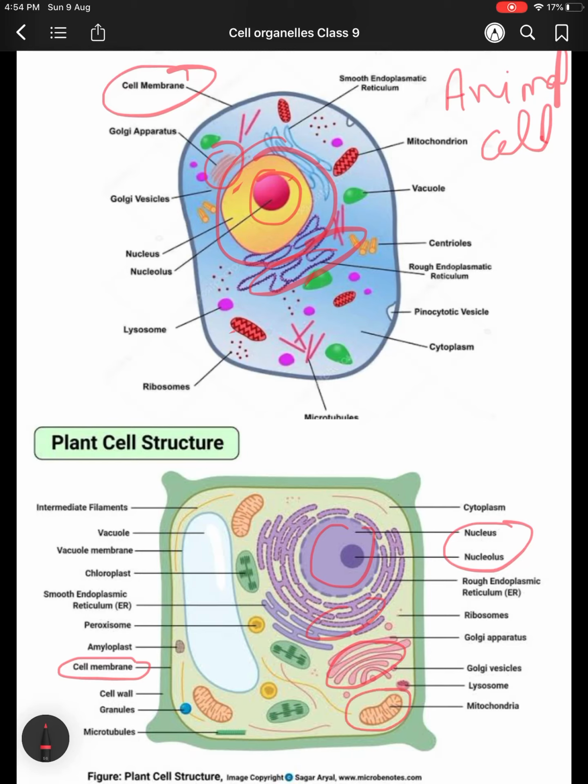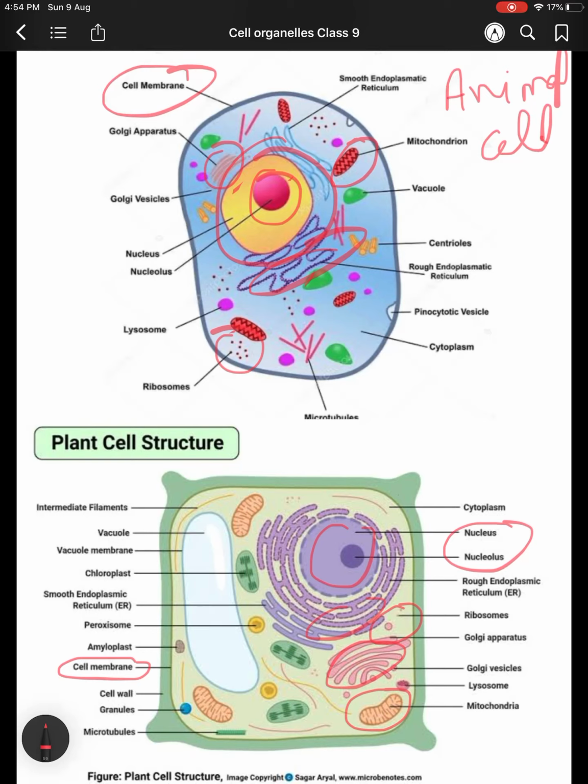Then mitochondria, it is present in both, and ribosomes, they are present both in the plant cell as well as in the animal cell. So, these are the similarities between the animal cell and the plant cell. Now we come to the differences.